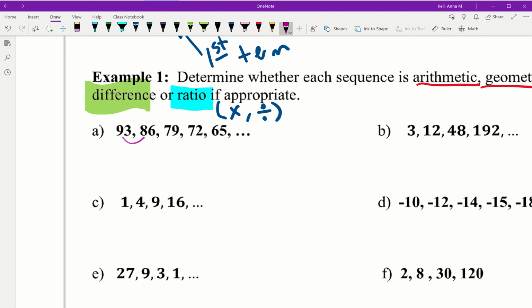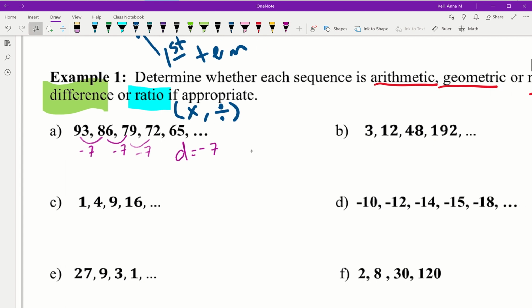Let's look at what the pattern is. From 93 to 86, the change is we subtracted 7, okay? Now let's see if that is a common pattern. Let's figure out the difference between 86 and 79. Oh, hey, again, we subtracted 7. For good measure, let's do one more. From 79 to 72, yep, that's also subtracting 7. So our common difference is -7. This one is arithmetic.